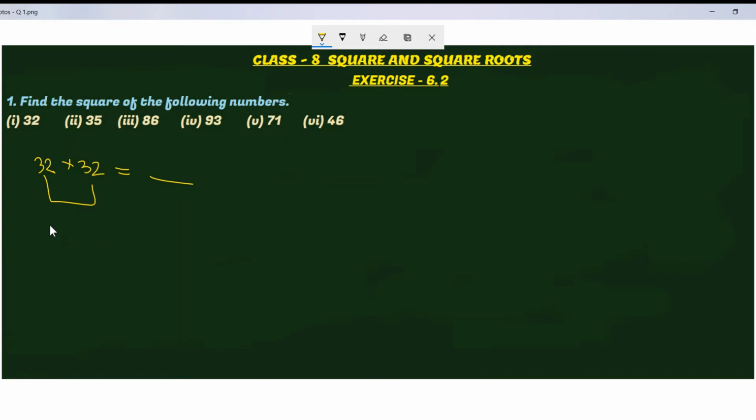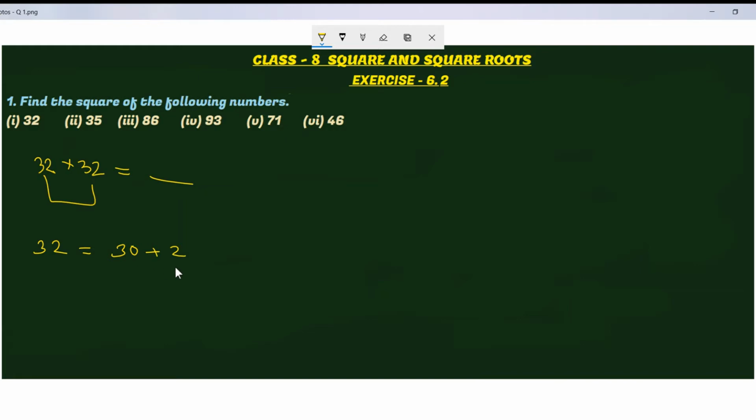First you need to split this 32 into two numbers, that means tens and ones. So 32 can be written as 30 plus 2. Why are we splitting this into tens and ones? Because if you split like this, your calculation will be easier, because tens numbers we can multiply easily.